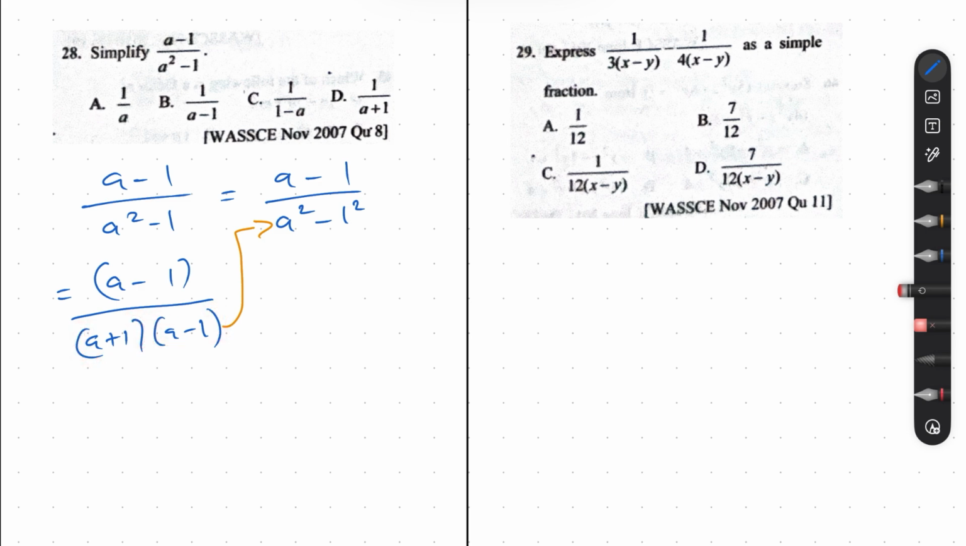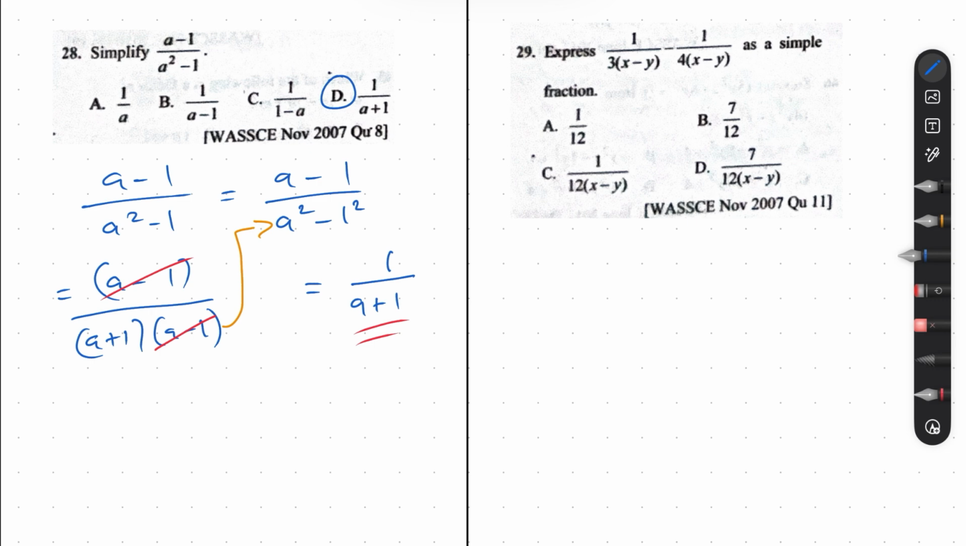Now we can see that this is the same as this, so it can cancel out. So finally, we have 1 over a plus 1. And that is our answer. Do we have it there? Yes, we have it. It is D.